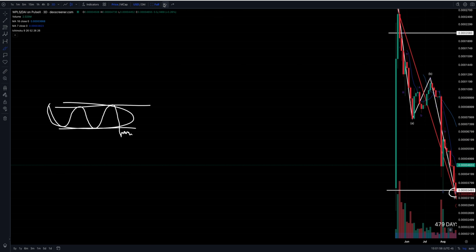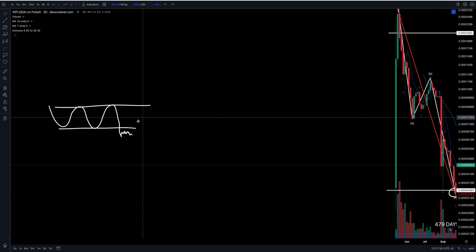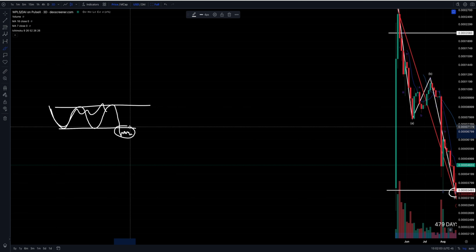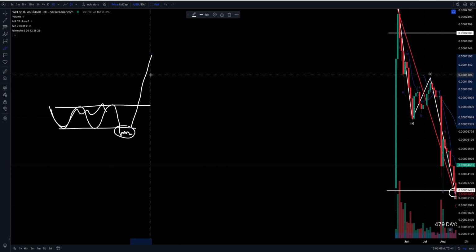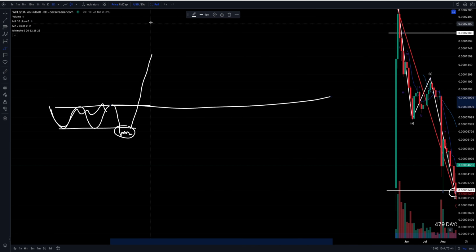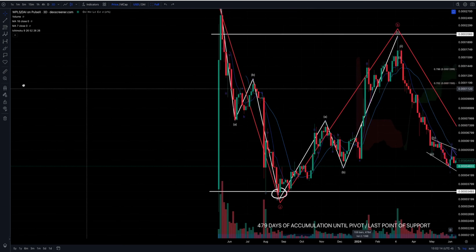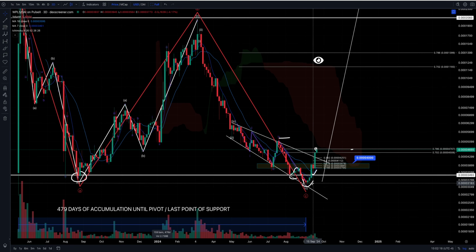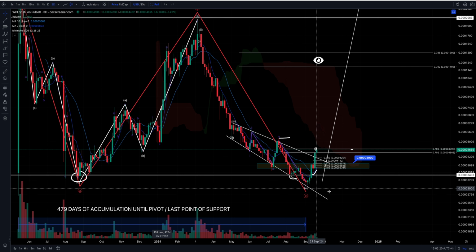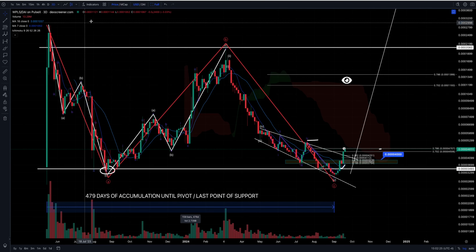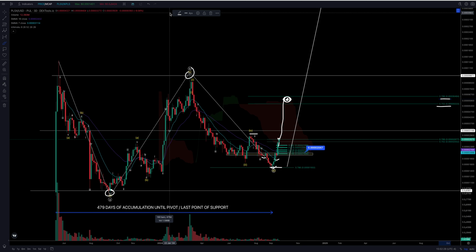But what it really is, is a power of three setup. So you have your accumulation, you have your manipulation under macro psychological support, and then you have your distribution or expansion. So we see that exact same thing here with PLS. You see how we dipped below this psychological support here? This was our manipulation zone. Okay, and we've been within this range for 479 days until we saw the inflection point. For PLSX, it's 479 days.